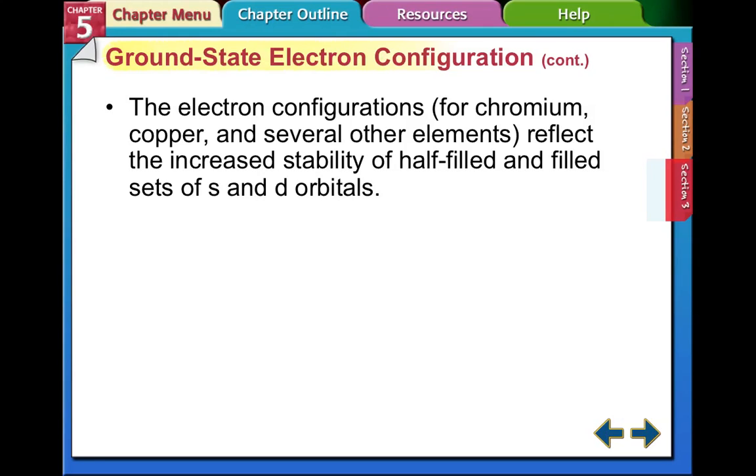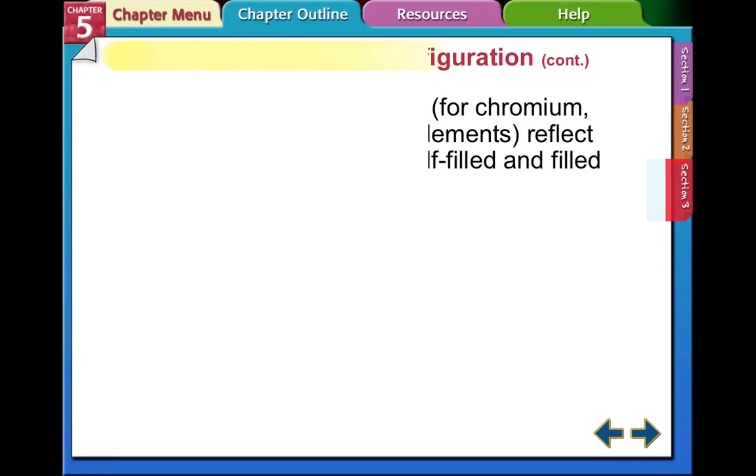Okay, the electron configurations for chromium, copper, and several other elements reflect an increased stability of half-filled and filled sets of s and d orbitals. Okay, once we get down here, we get into the transition elements, and they all act a little differently.